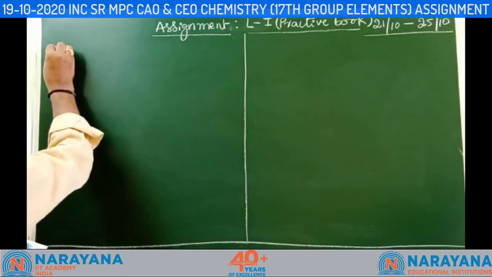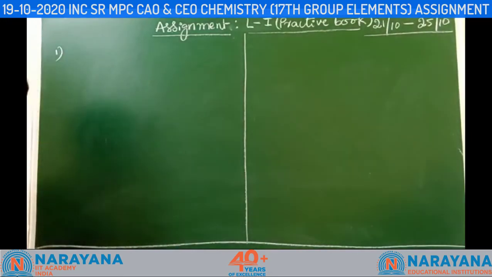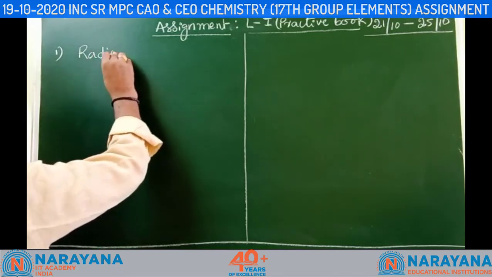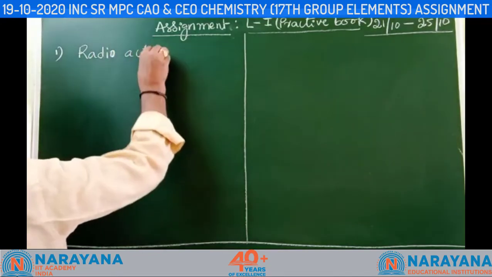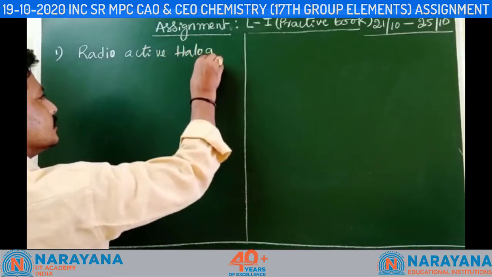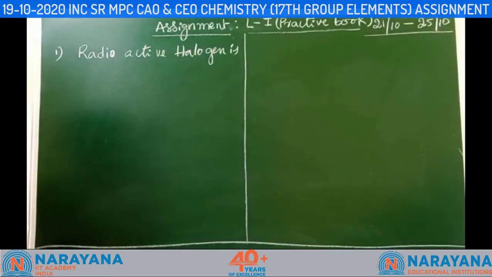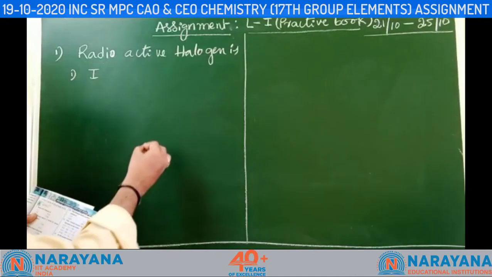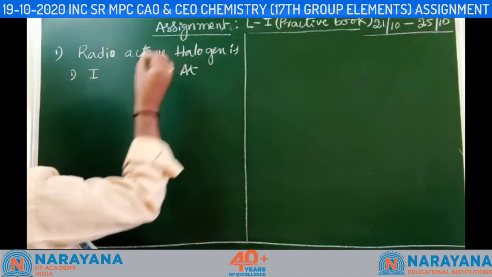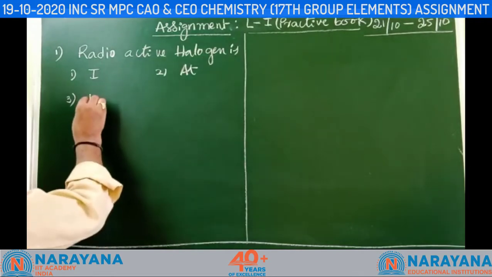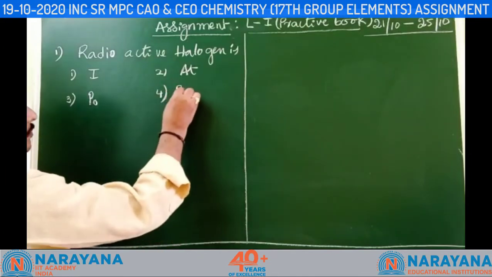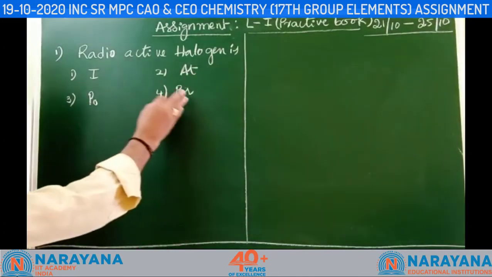So here the first bit is: radioactive halogen is. This is the question. See the options. First option iodine. Second option aspartame, third option is polonium, and the fourth option is bromine. These four options, which is the right option?